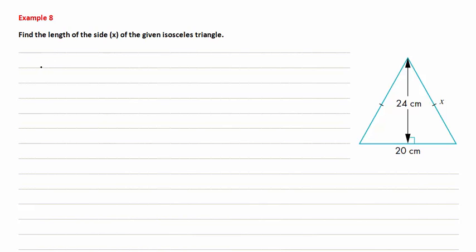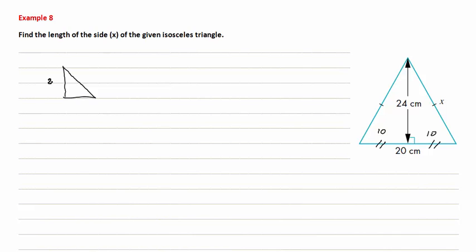Okay, this is example 8. So similar to the last question, except we have an isosceles triangle, and we want to find the side length here, x. Okay, the height of the triangle is 24, the base is 20. Okay, in this picture, this is a right angle, and this line will also bisect this. So these two lengths are equal. Okay, so if the total is 20, each side is 10 each.